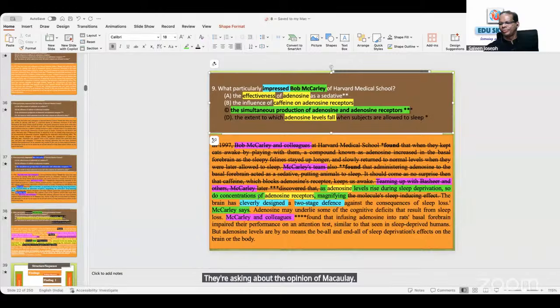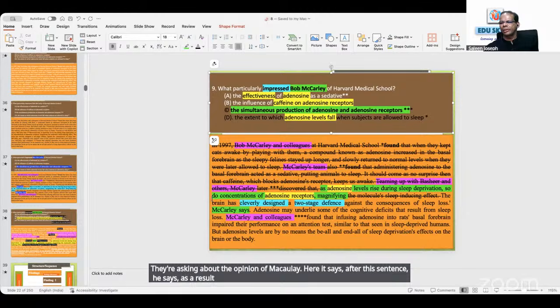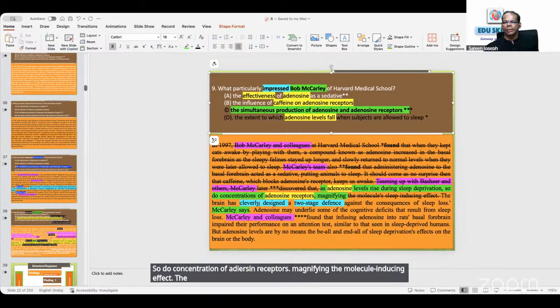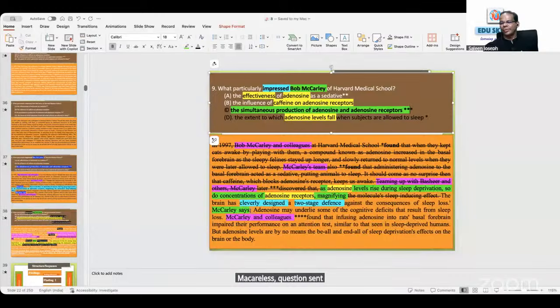Here, after this sentence, it says, as adenosine levels rise during sleep deprivation, so do concentrations of adenosine receptors, magnifying the molecule's sleep-inducing effect. The brain has cleverly designed a two-stage defense against the consequence of sleep loss, McCarley says. The sentence ends there. McCarley says. As I said, what is this word? Says. A marker word. There's a marker word telling you this is the answer. The name is there, the marker word is there.